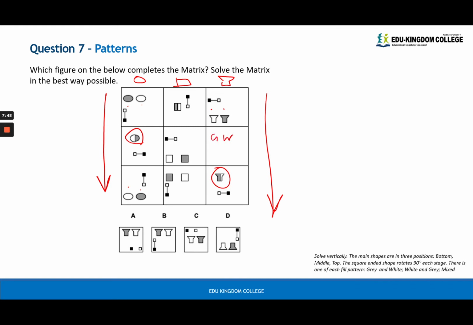So grey, white, you can cancel out C and D, which have white, grey. Now between A and B, it's an easy pick. It's B, right? Because you need a line between the square-ended line thing. You can see that the line thing is moving anti-clockwise 90 degrees each time. So you want it to be upright like this with the black thing on the bottom. So that's why B is confirmed as our answer.